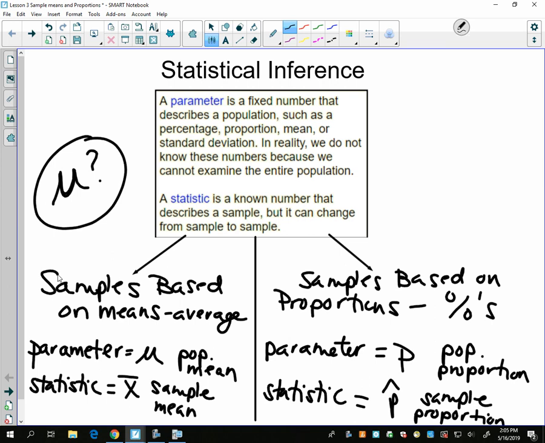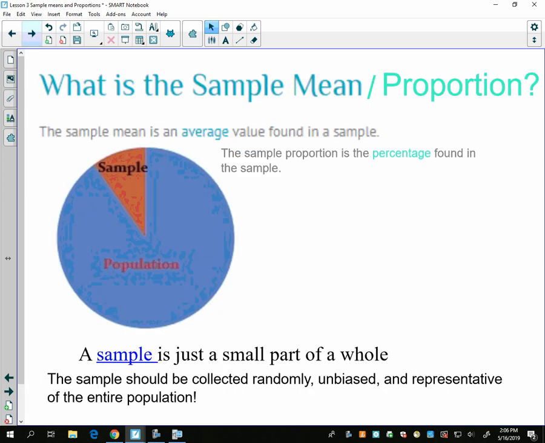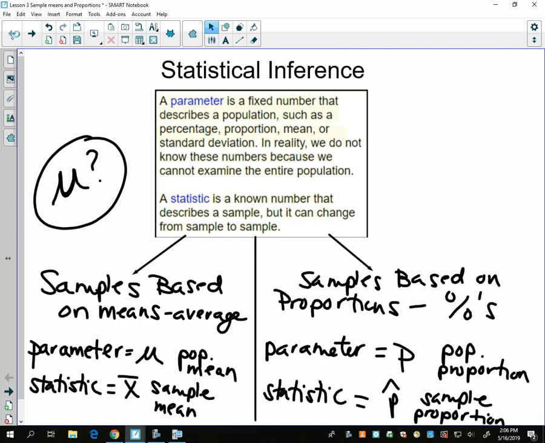So just take this class. Samples based on means could be how many texts every kid sends during my class. And then sample proportions could be how many people play sports in my classes. So you're taking a count and then converting it to a percent. The idea is that you can't possibly get everybody in the population. So because we can't get everybody in the population, we take a sample.